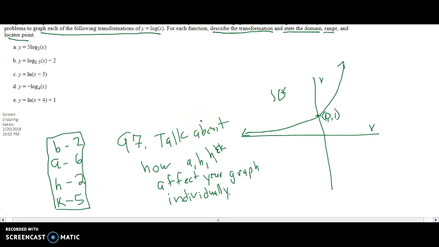How did A affect what your graph looked like? How did B affect what your graph looked like? How did H affect your graph? Was it a transformation? Was it a dilation? How about K? What happened there? Was it a transformation, dilation, rotation, reflection? Talk about how it transformed your graph.